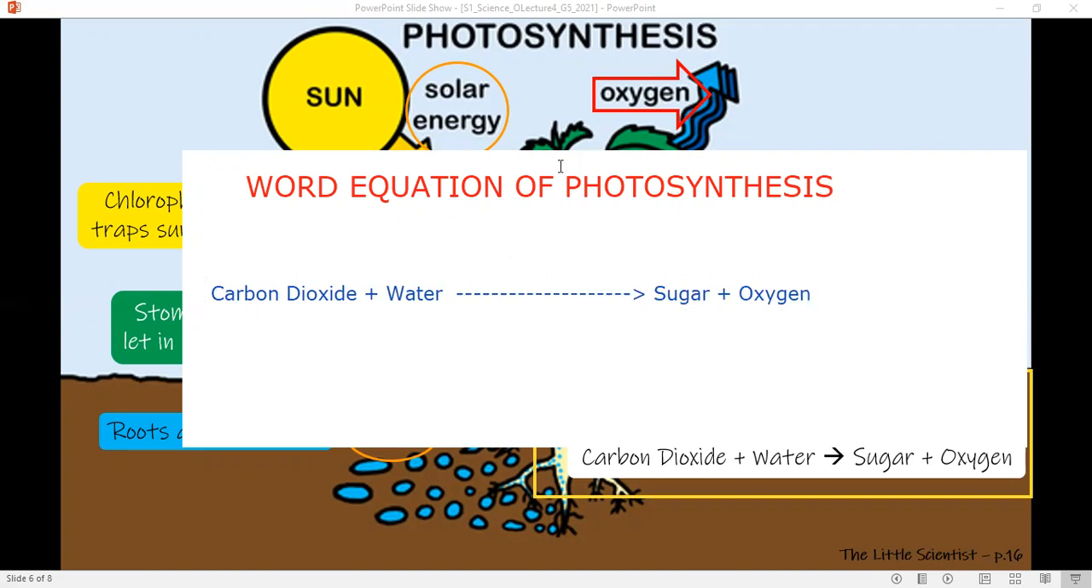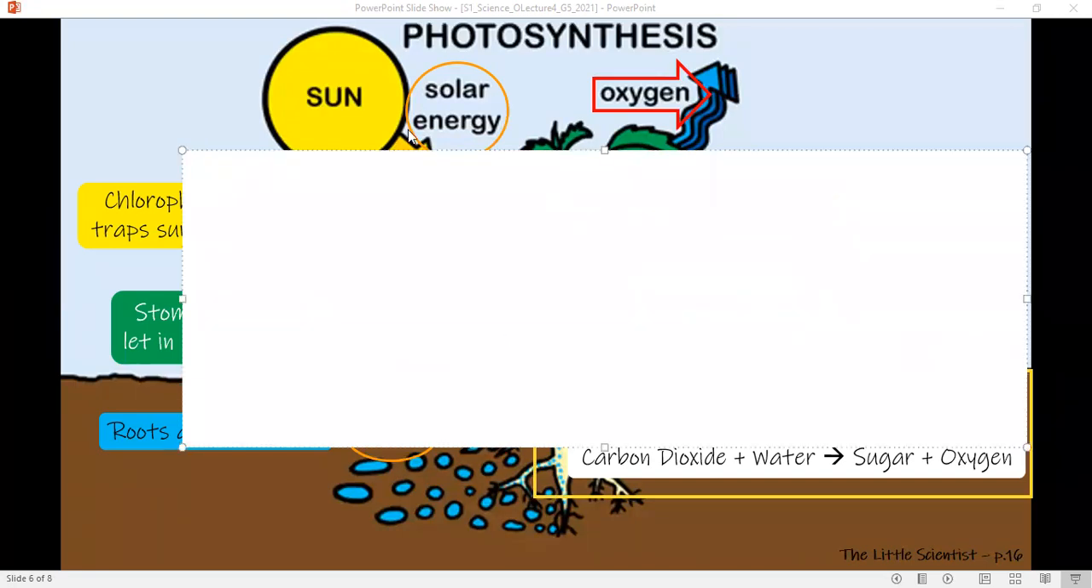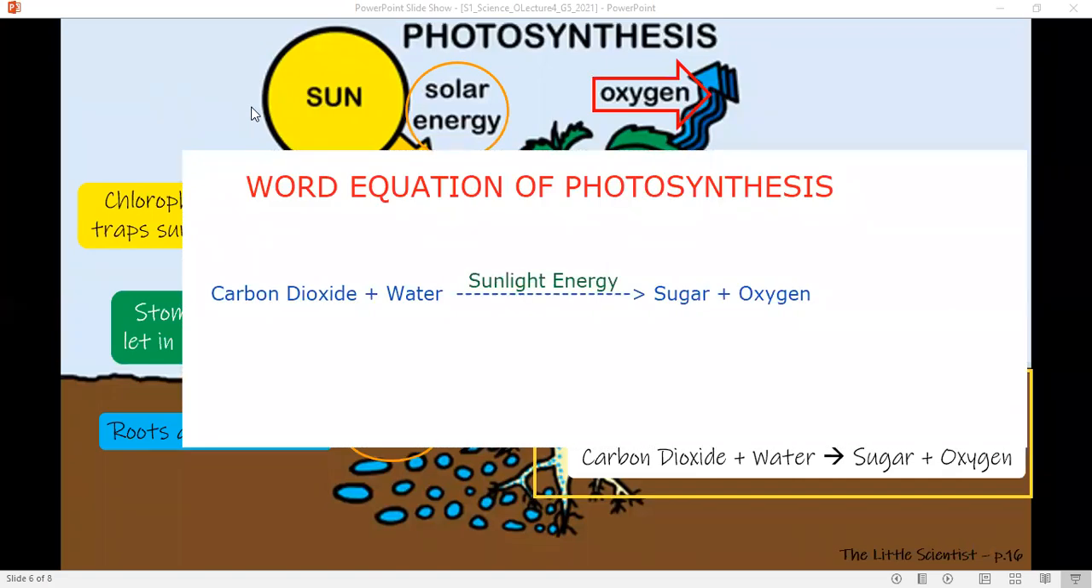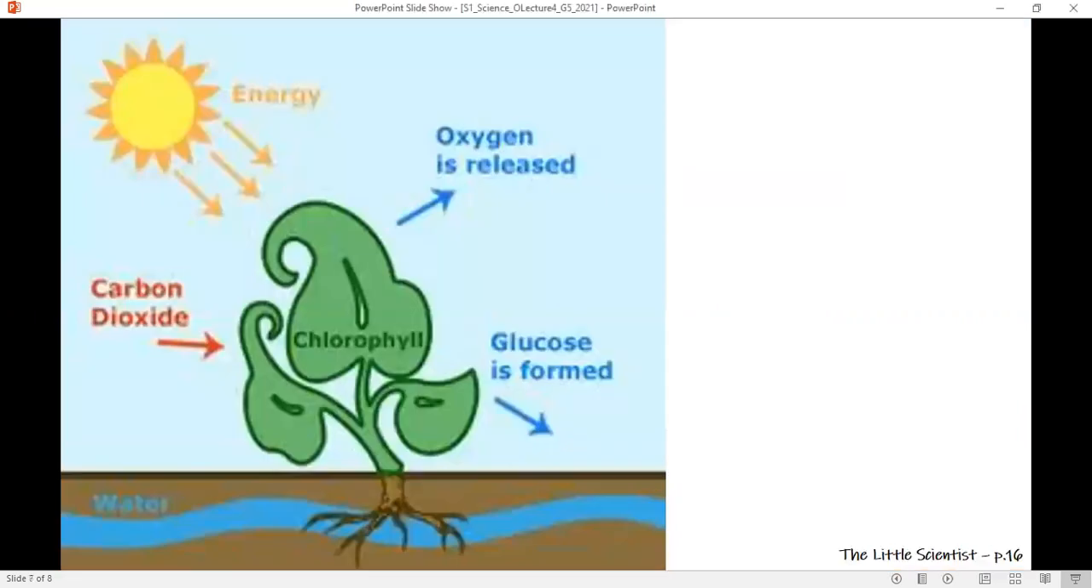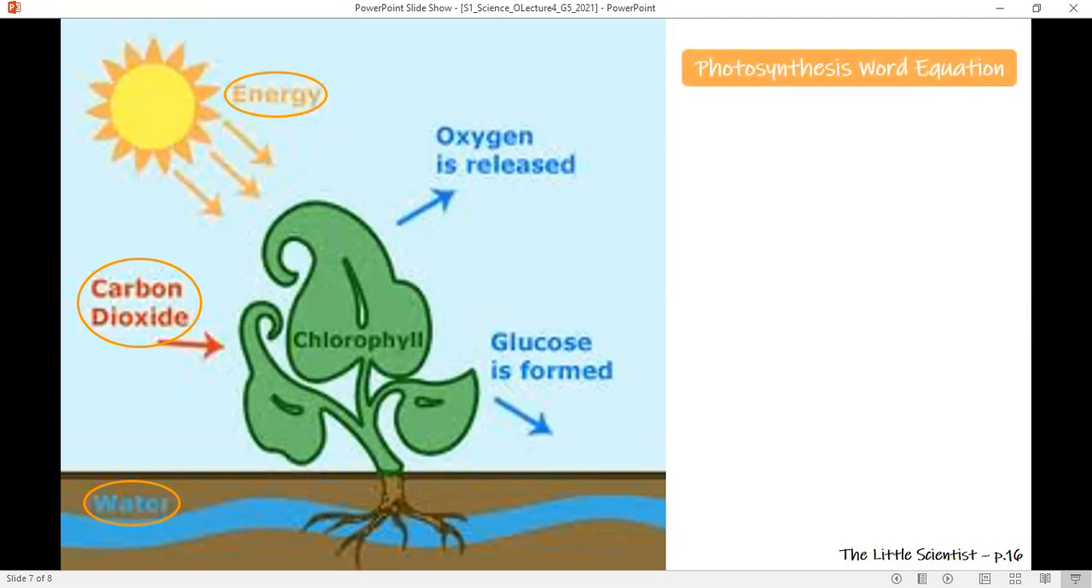Is this enough? No. This happens in the presence of sunlight energy. So on the arrow, you must write sunlight energy. This is the word equation of photosynthesis. Carbon dioxide plus water in the presence of sunlight energy gives sugar plus oxygen. The carbon dioxide is combined with water in the presence of sunlight energy to produce sugar and to release oxygen.